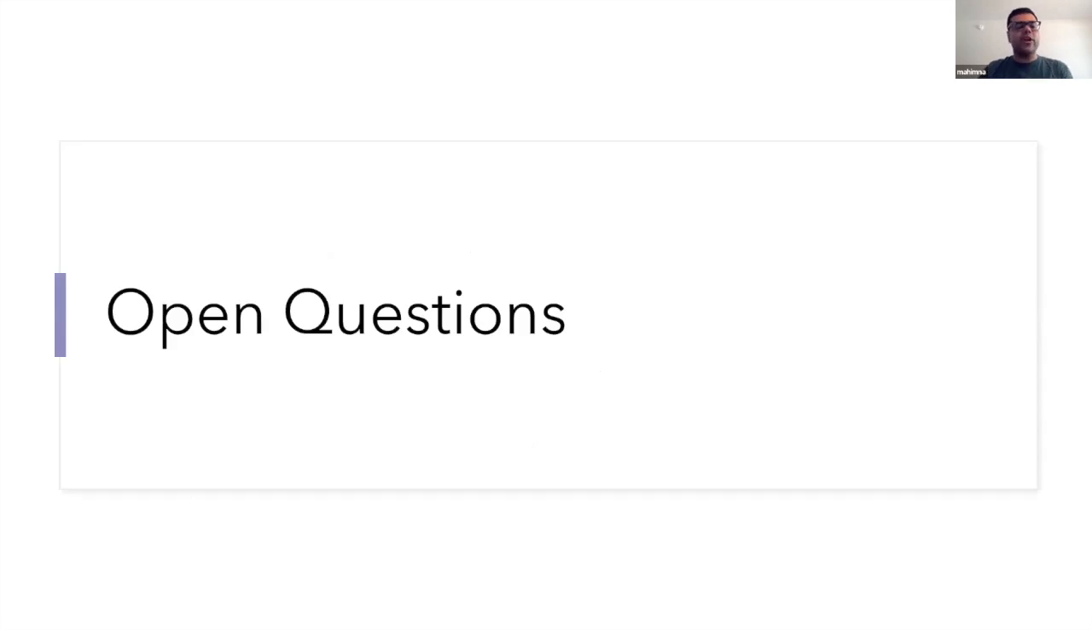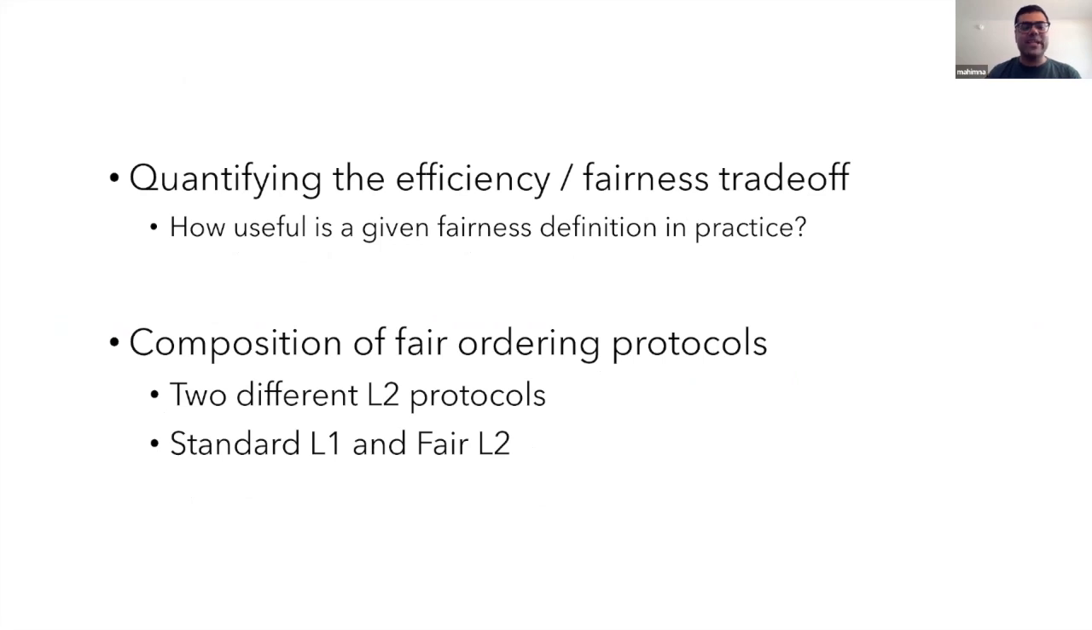I'll end very briefly with some open questions, and some of these slides were added because of Phil's punches in the previous talk, so bear with me. So basically, one thing we'd like to understand is how to quantify the efficiency and fairness trade-offs in practice. So understand how useful a given fairness definition is in practice by trying to attack the fairness definition based on different adversarial thresholds and rationality assumptions.